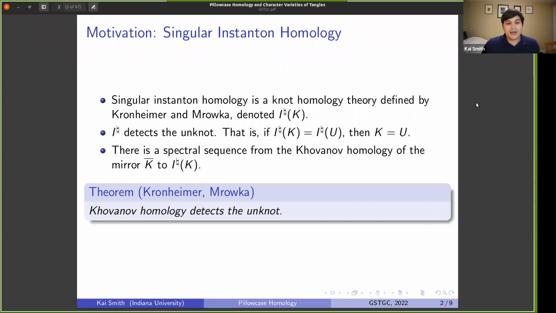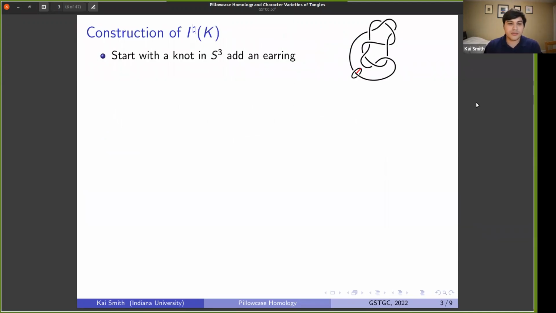And so this is an important theorem, and the only way it's known to be proven is through singular instanton homology. So it's definitely an important invariant, but as we're going to see, it's going to be pretty hard to actually calculate. And so that's part of the problem pillowcase homology tries to solve. So let's look at the construction.